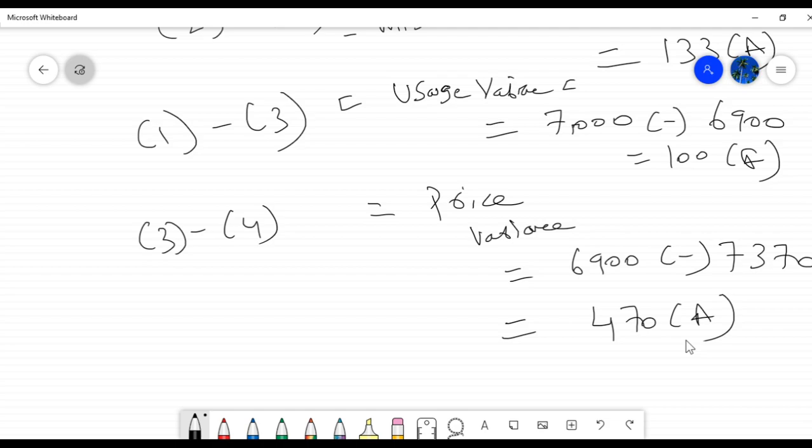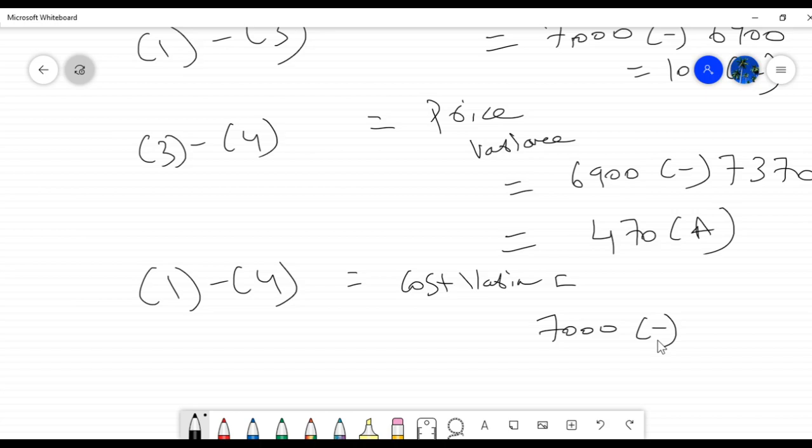Okay, what is the thing? 1 minus 4. 1 is how much? 7000. This will give the ultimate result. This is what we want. Cost variance is the ultimate result, which is given under the breakup: the usage variance, the price variance, the sub usage variance, the yield variance, the mix variance. These are the sub breakup. Ultimately, we have to identify cost variance.